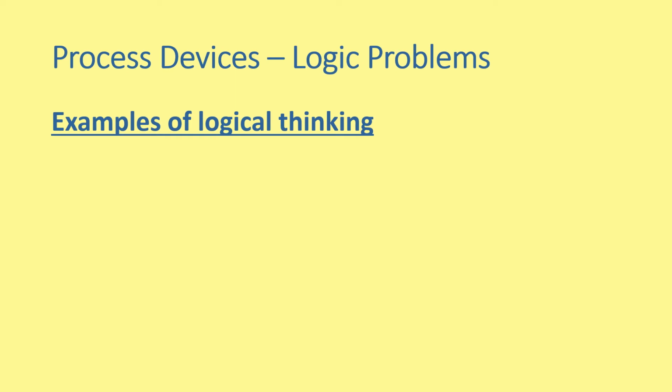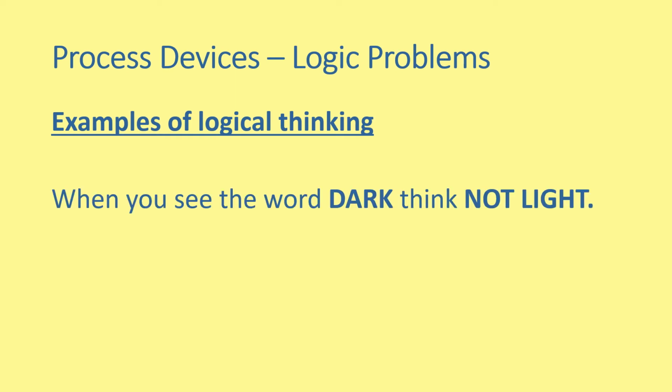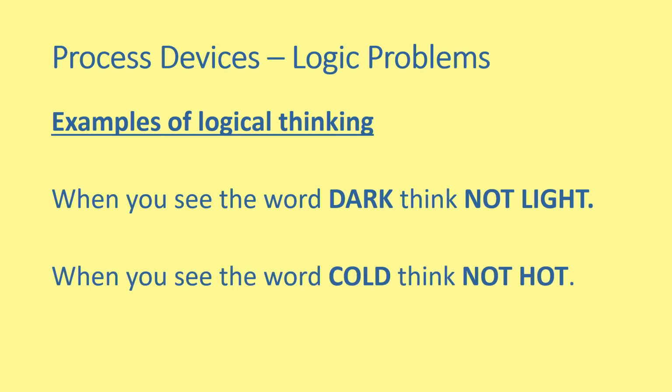Here are some examples of logical thinking. When you see the word dark, instead think not light. And when you see the word cold, think not hot. So you're thinking opposites here.